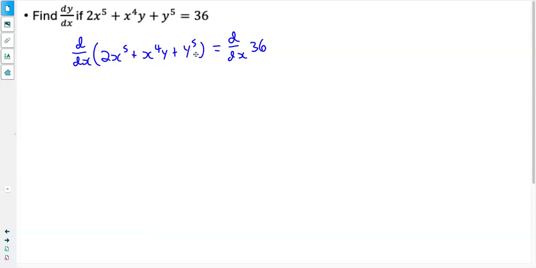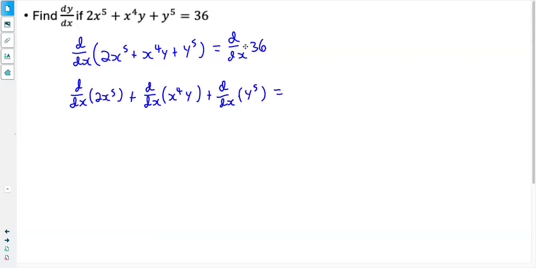So now we'll use our rules to split this up. So this becomes d over dx of 2x to the power of 5 plus d over dx of x to the power of 4y plus d over dx of y to the power of 5 equals our derivative of 36, which is 0. Now, if we take the derivative of 2x to the power of 5, that's going to give us 10x to the power of 4.